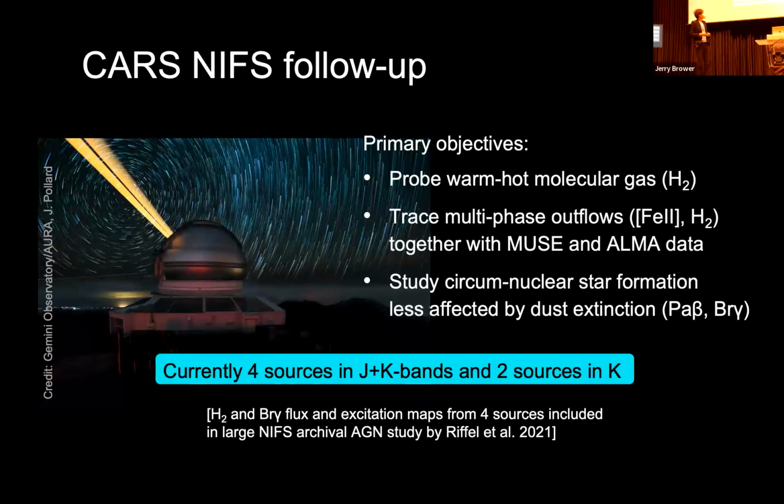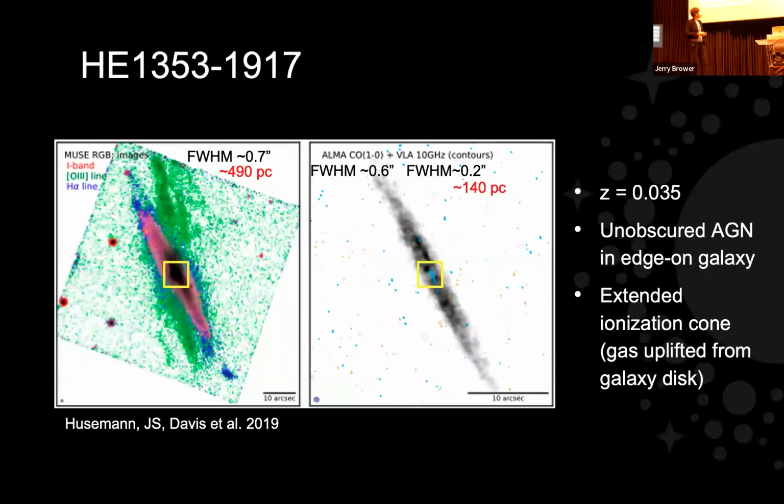So one very interesting target from the CARS survey, which had been actually followed up with NIFS with an FT program, and really shows the power of combining the multi-phase data we have within CARS, is this source HE1353, which in the MUSE data revealed a very extended ionization cone, which you can see in the green data in the 3-color image from MUSE on the left. The green color here traces the O3 emission.